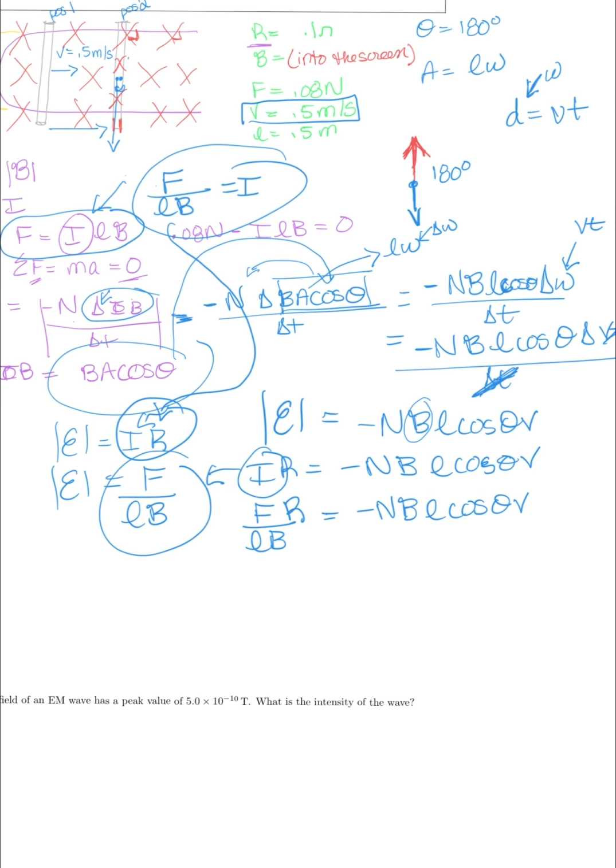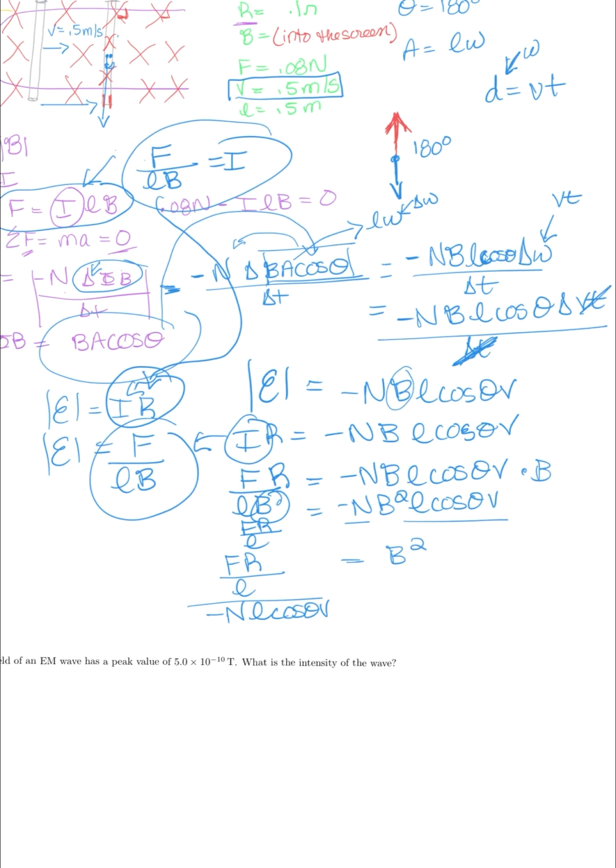So let's go ahead and multiply this by B. So we'll say times B. So now we have negative N B squared L cos theta V over F R L B. And let's do it piece by piece: F R L. All right, and then we will divide away this negative N and this junk to the other side. So we have F R divided by L divided by negative N L cos theta V equals B squared.